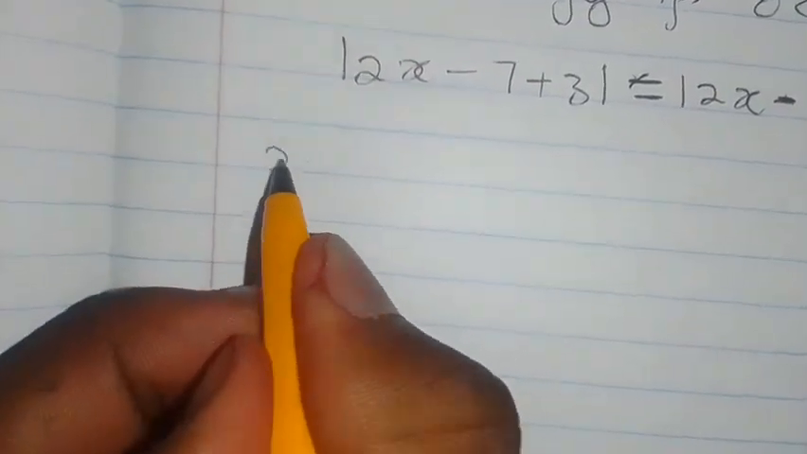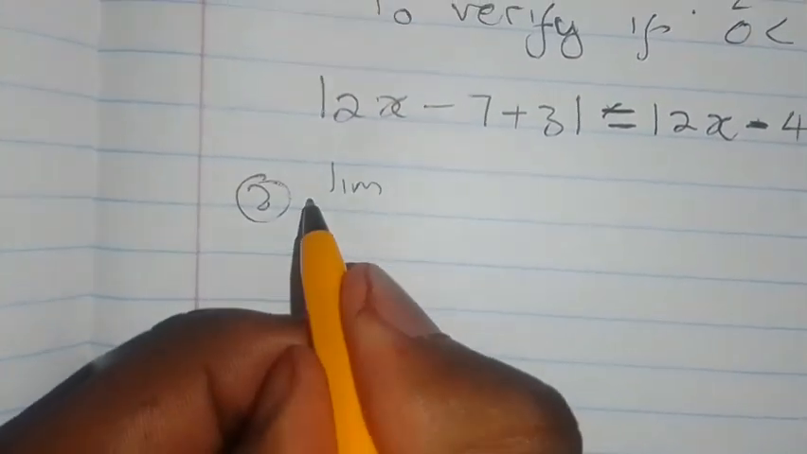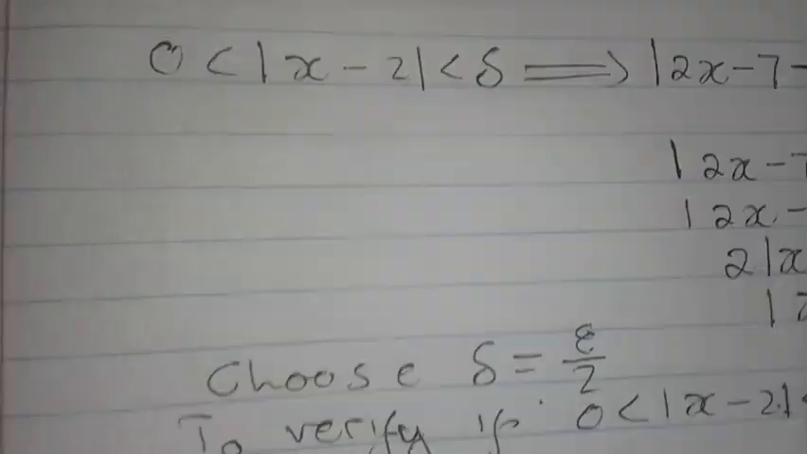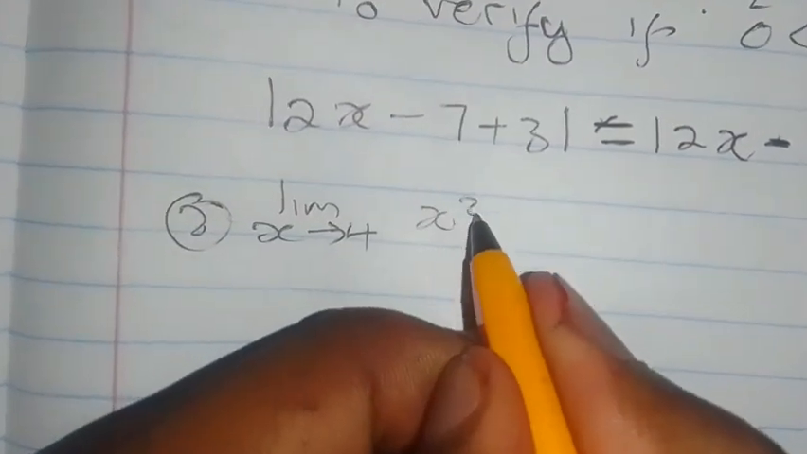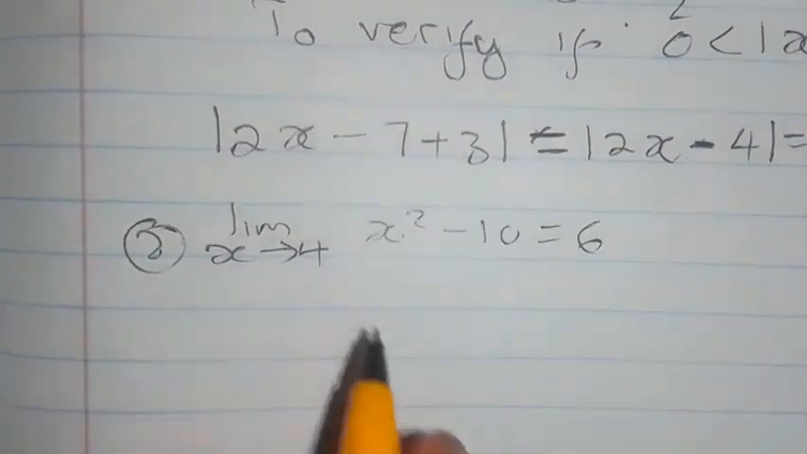And for the second one, this one is a much more complex one. The linear ones are technically simple, so you shouldn't have trouble with the linear ones. Now the second one is the limit of x squared minus 10 equals 6. We want to prove this limit.